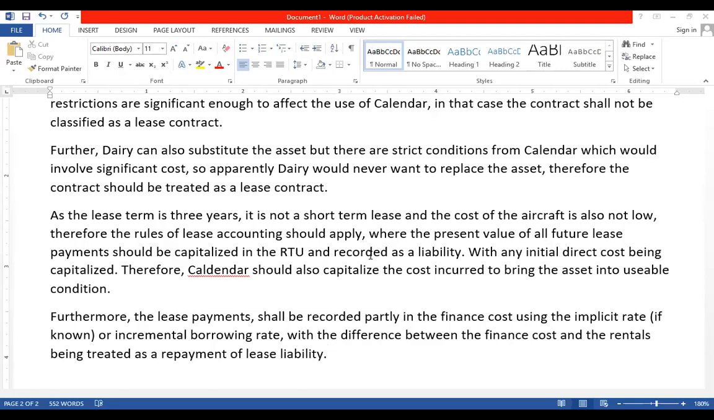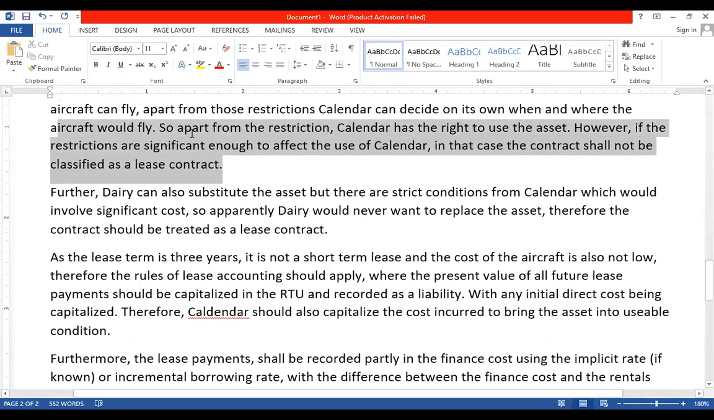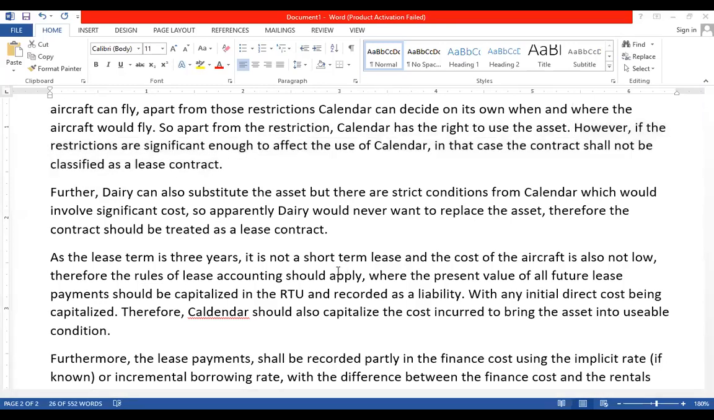Gania is saying, but there's a restriction on the use of the asset. Gania, we have mentioned that if the restriction is significant enough, then it's not a lease. Mudassir is saying that if the restriction does not make it a lease, then the accounting treatment would have been correct. Mudassir, then the treatment currently done in the question would have been correct.